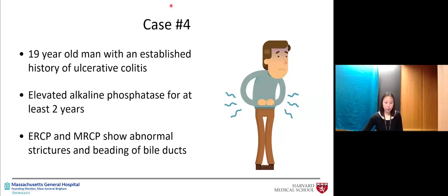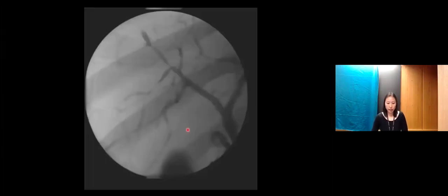Moving on to case number 4. So this is a 19-year-old man with an established history of ulcerative colitis who also had an elevated alkaline phosphatase for 2 years. But for him, his ERCP and MRCP both showed abnormal strictures and beading of the bile ducts. Now, I'm no radiologist, but I think that we can all very clearly appreciate in this beautiful image here that there is, in fact, a huge number of strictures that are present within this image.